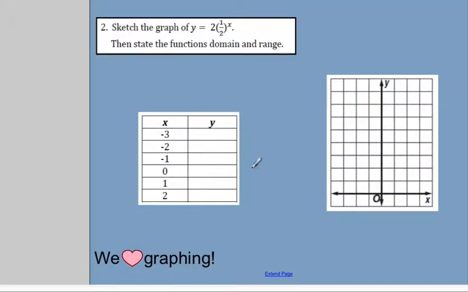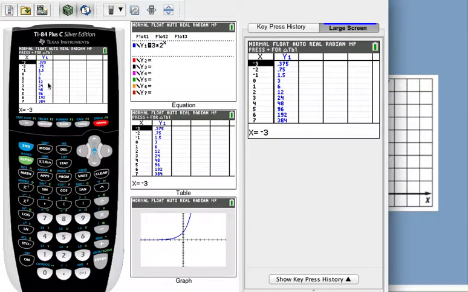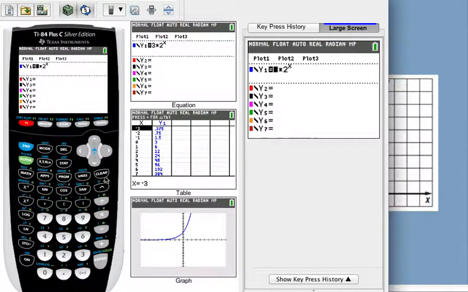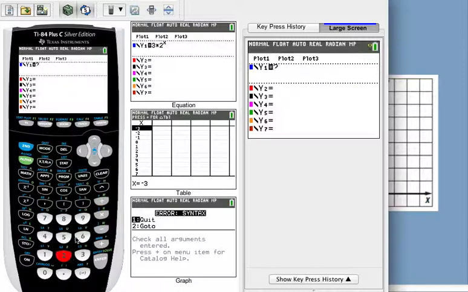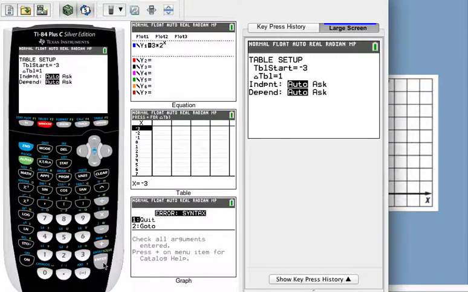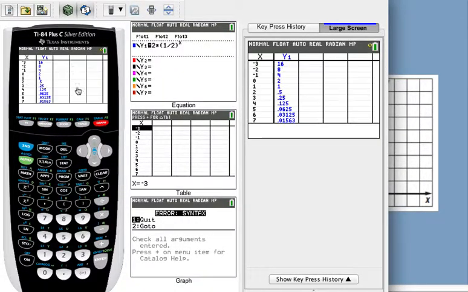Moving on to example 2, we're going to sketch this one. In order to sketch it, I'm going to make it easy. I'm just going to enter that equation into my calculator. So I go to y equals, and it's 2 times 1/2, so parentheses around 1/2, to the x. Then I'm going to go second table set, which is above window. I want to start at negative 3 and go by 1s. So I go second table, just to refresh your memory, and there's my values. Okay, so let's go ahead and put those into my table.